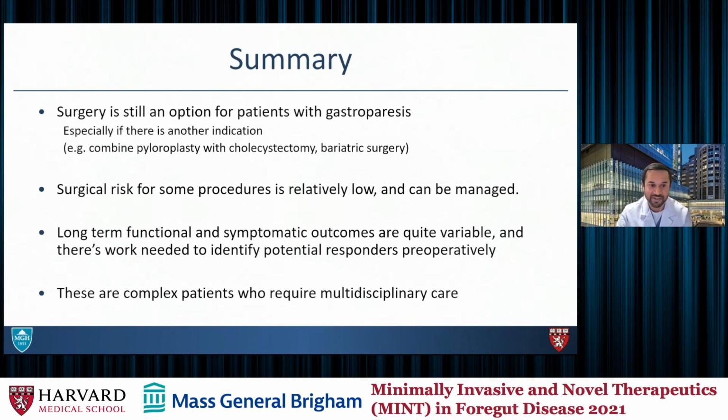So I just want to summarize that surgery is still an option for patients with gastroparesis, especially if there's another indication for surgery and you already have intraperitoneal access, such as with cholecystectomy or bariatric surgery. Surgical risk for some of these procedures is relatively low, and it can be managed with preoperative workup and optimization. The long-term functional and symptomatic outcomes are quite variable, and there still needs to be work done to identify some of the responders preoperatively. We need to keep in mind that all of these patients are very complex, and they require a multidisciplinary approach and care before jumping to surgery.